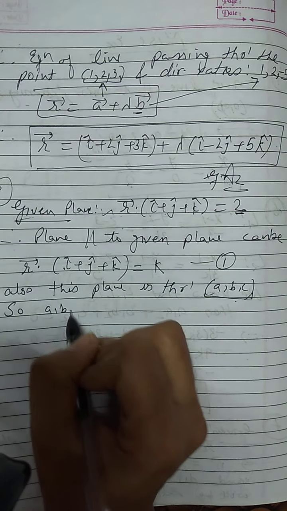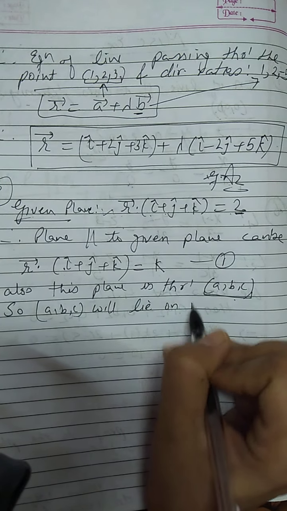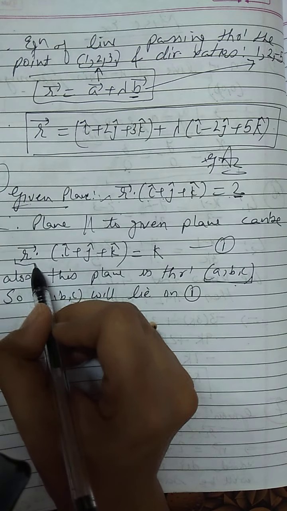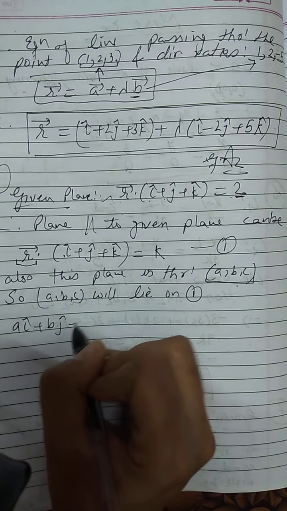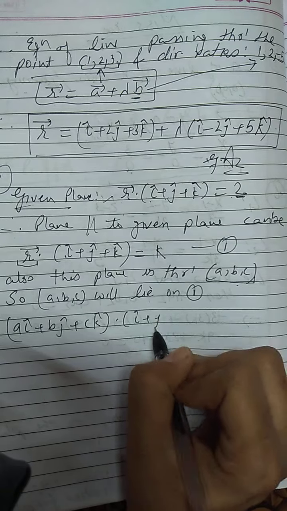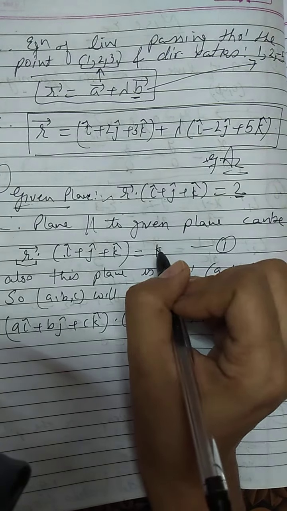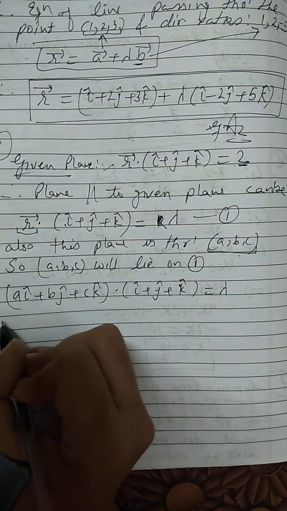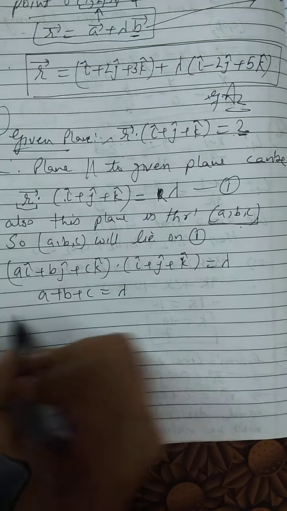So A, B, C will lie on equation 1. So where will we put this A, B, C? In the place of r vector. So we will get A i cap plus B j cap plus C k cap dot i cap plus j cap plus k cap equals, okay, k is coming twice, so let it be lambda. So from here we are getting A plus B plus C equals lambda.